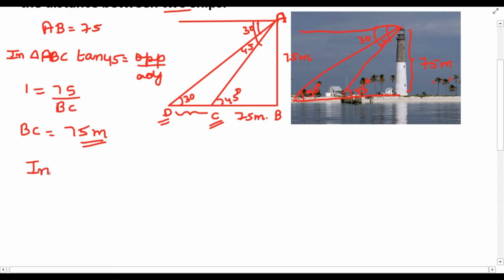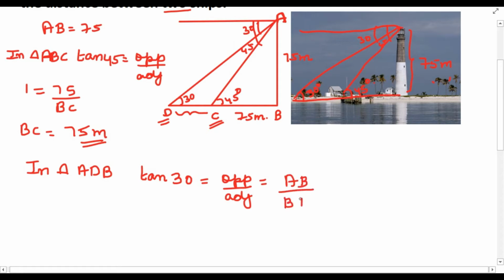So in triangle ADB, tan 30 equal to opposite side by adjacent side. Opposite side is AB, adjacent side is BD. Tan 30 value is 1 by root 3. AB is 75, BD I can write as DC plus BC, so DC plus 75.